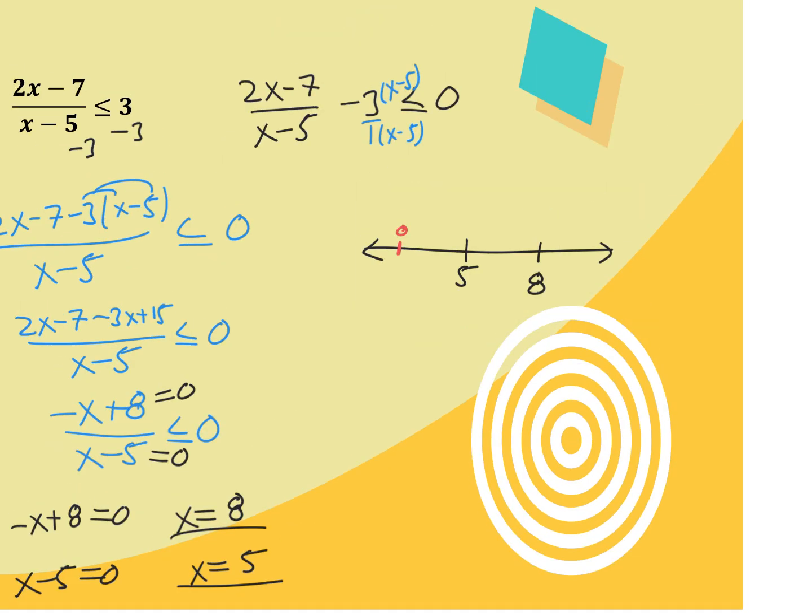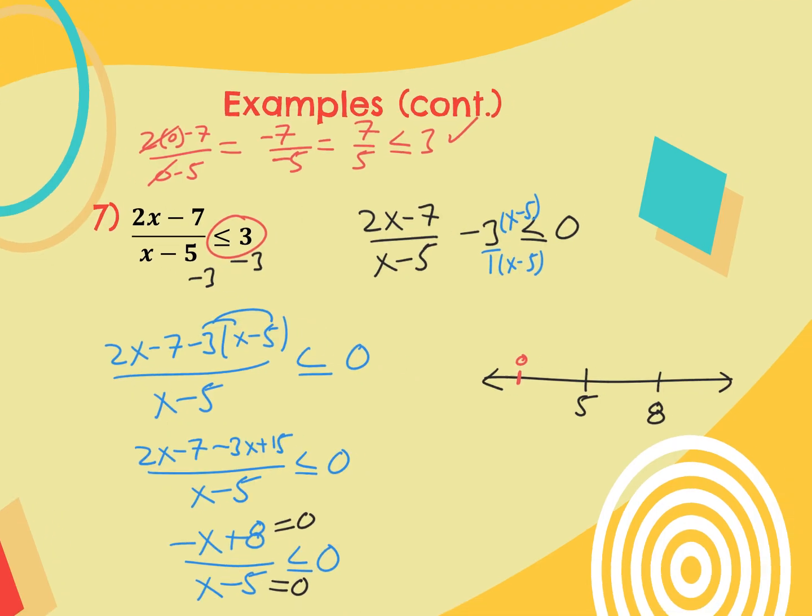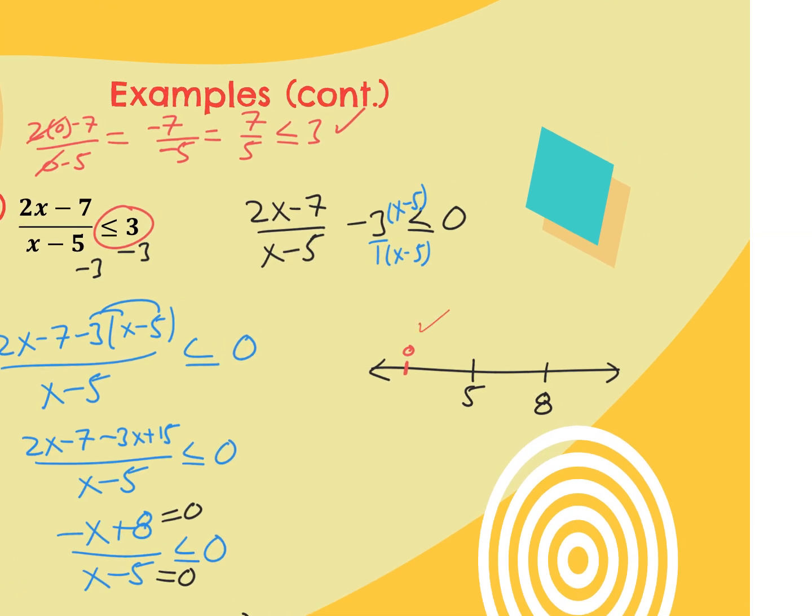So I'm going to plug 0 into the original. I get (2 times 0 minus 7)/(0 minus 5). The zeros are going to cancel out, and then I get negative 7 over negative 5, which is positive 7 over 5. And then is that less than or equal to 3? Yes, it is. So then I'm going to shade where 0 is, not what's next to that interval, and then again at the very end. So I'm going to have shaded regions over here and here.